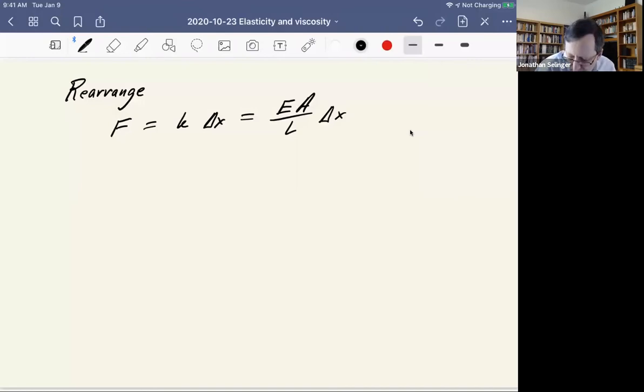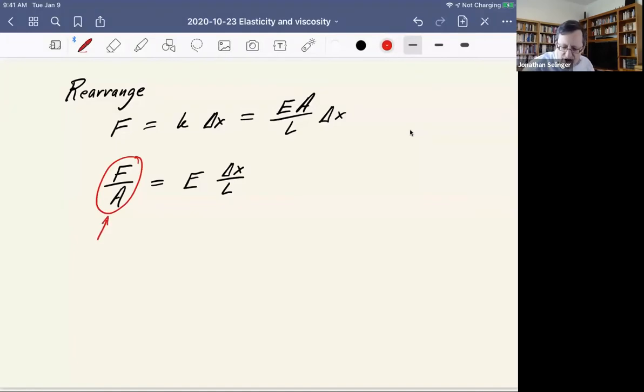And so we could say the force divided by the area is equal to Young's modulus times delta X over L. Right? And in that case, the thing on the left side is a sort of normalized force. It's the force normalized by the area over which the force is applied. And this is a sort of normalized extension.